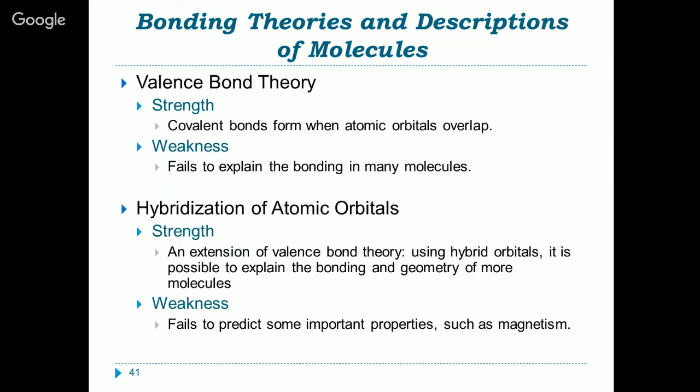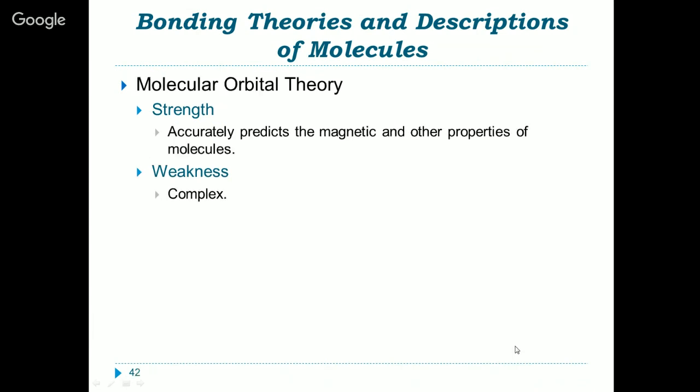Valence bond theory. So now we actually have a way to say this is why these bonds are forming. Why? Because atomic orbitals are overlapping. The weakness here, it fails to explain the bonding in many molecules. So if we're just overlapping atomic orbitals, we had that example of ammonia where it said, hey, wait, this can't be. So we expanded and said, okay, hybridization of our atomic orbitals. Now we've extended our VB theory using hybrid orbitals, so we can explain the geometry and the bond angles in a much better fashion.